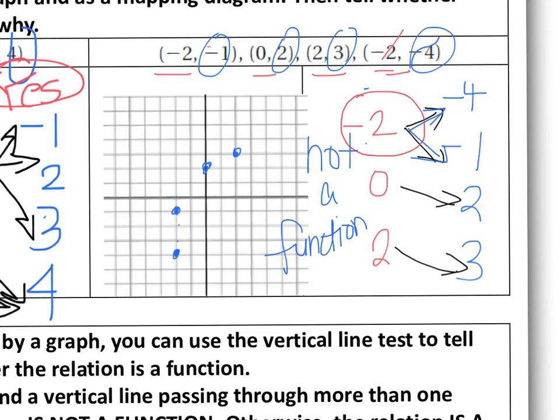So the input cannot repeat. The x value can't repeat.